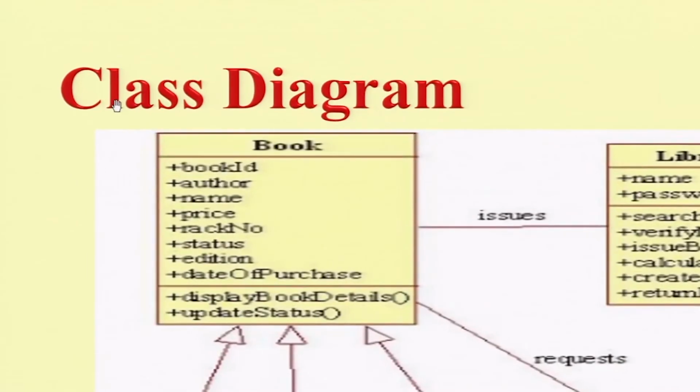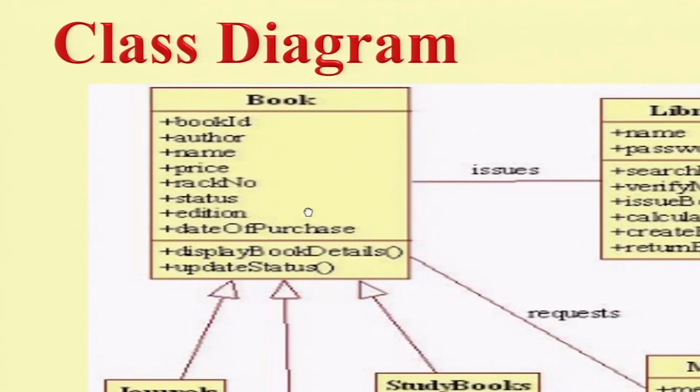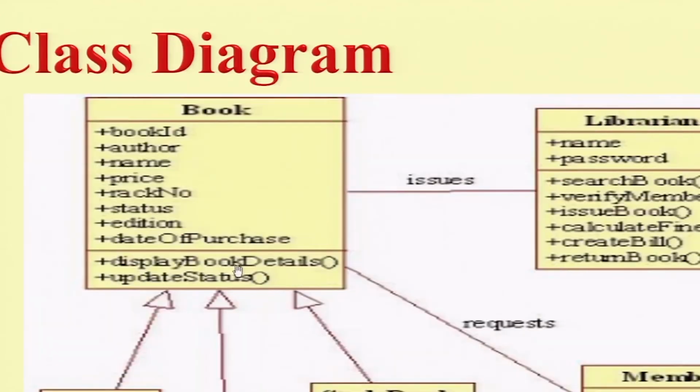Next, let us see the class diagram. In the class diagram, we have a class named Book. Book is a class name, wherein you have attributes and methods, that is, attributes and functions. The attributes are book ID, author name, price of the book, rack number, status of the book, whether it is available or not, edition of the book, and date of purchase of the book. The functions to be noted down for the implementation part are display book details and update status.